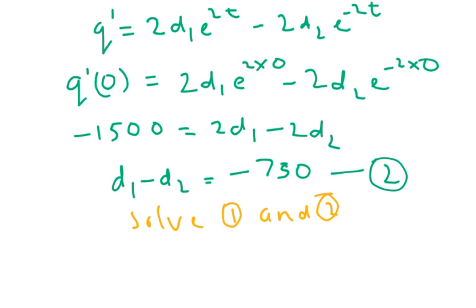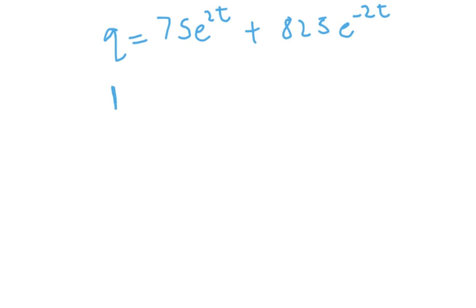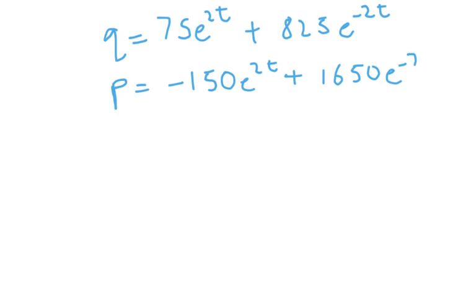So when we solve this equation and this equation, we get d1 is equal to 75 and d2 is 825. So we rewrite the q equation as q is equal to 75 e raised to 2t plus 825 e raised to minus 2t, and p, which we had derived earlier, was minus 150 e raised to 2t plus 1650 e raised to minus 2t.